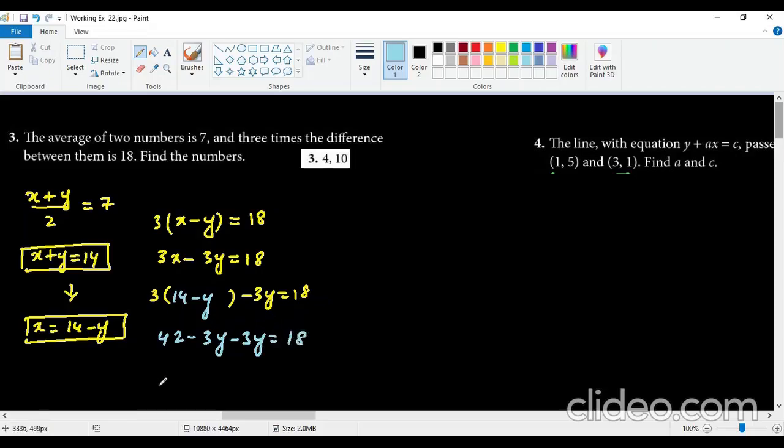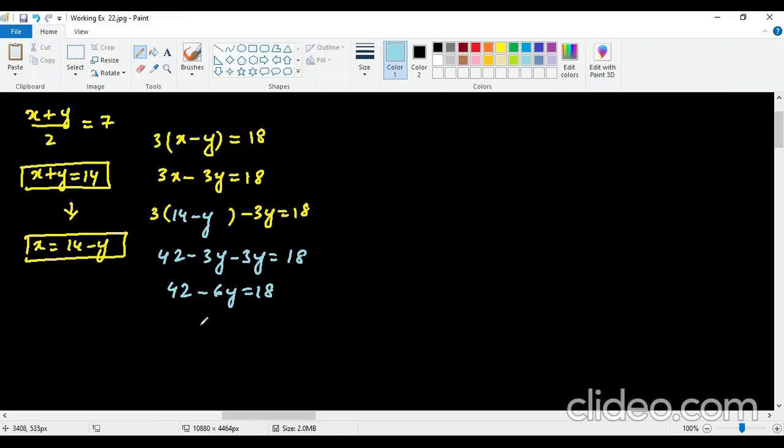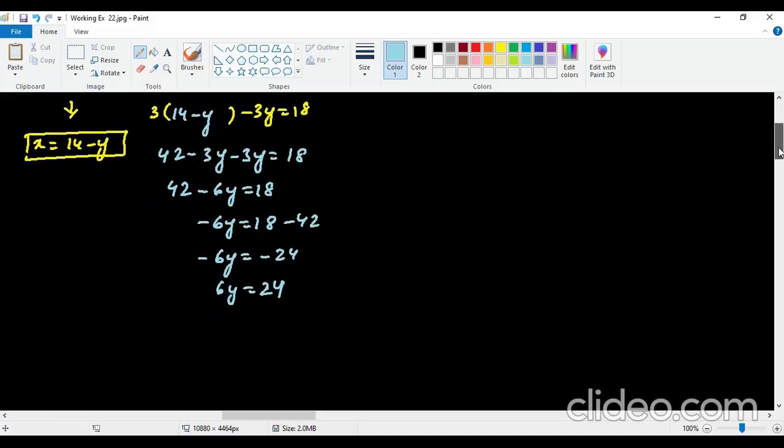So 42 minus 6y equals 18, and minus 6y equals 18 minus 42. 18 minus 42 is going to give us minus 24. So the minus signs cancel, and 6y equals 24, and y is going to be equal to 4.